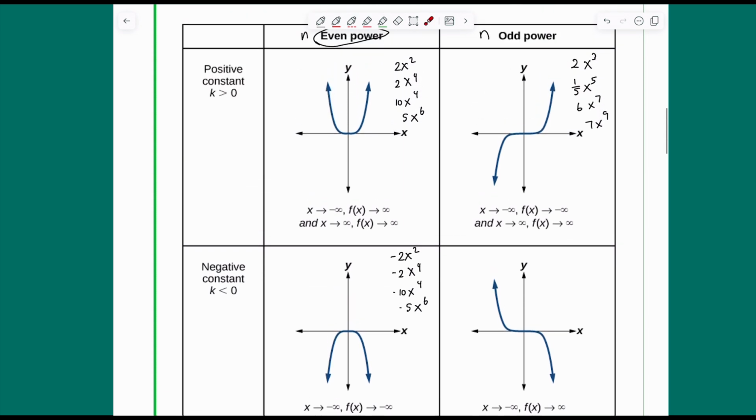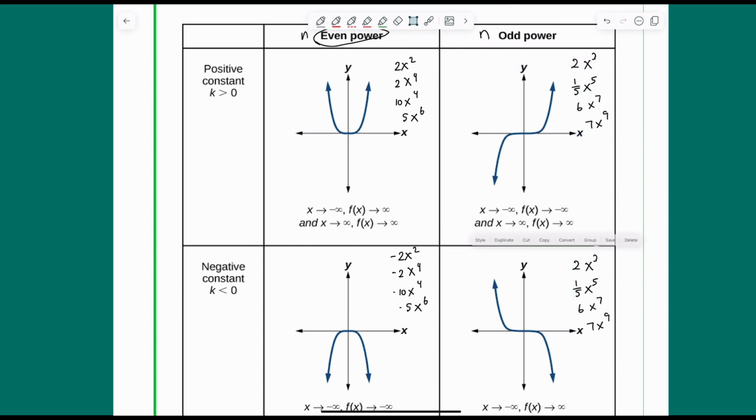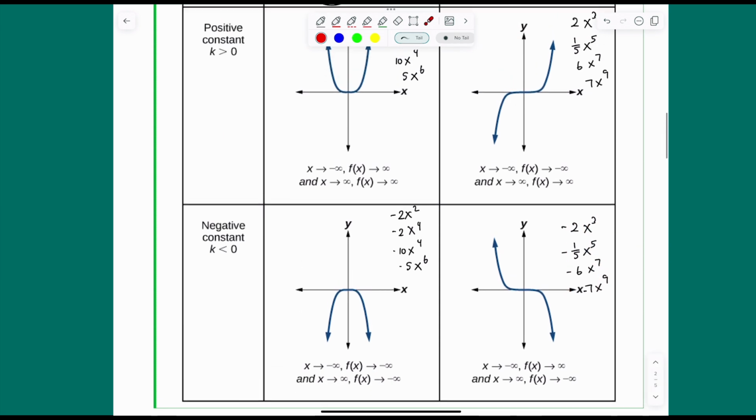All right. Now the next part of this is if we have, once again, negative coefficients, but this time similar functions like negative 2x cubed, negative 1/5 x to the fifth, negative 6x to the seventh, negative 7x to the ninth. If it has an odd exponent, like we have here, and negative coefficients, then we see this shape here.